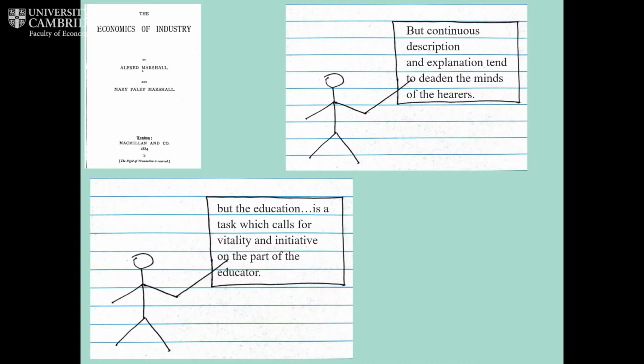Think about the following situation. You have some teacher, a professor that you have to replace, or you want to replace, or you consider replacing. There are two guys here. The guy on the left is a good teacher. The quotation here is again from Marshall, and that's the way he more or less describes a good teacher. He calls for vitality and initiative on the part of the educator and so on. That's okay. He's a good teacher, but not necessarily such a good researcher.